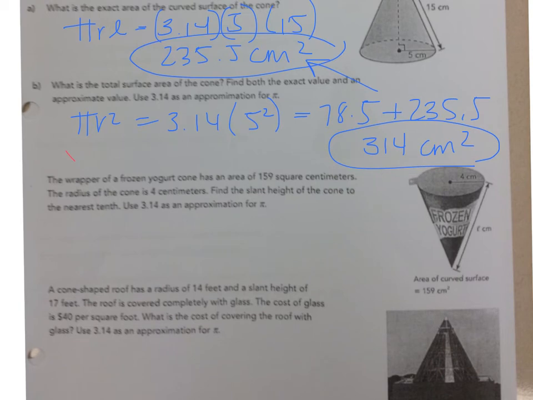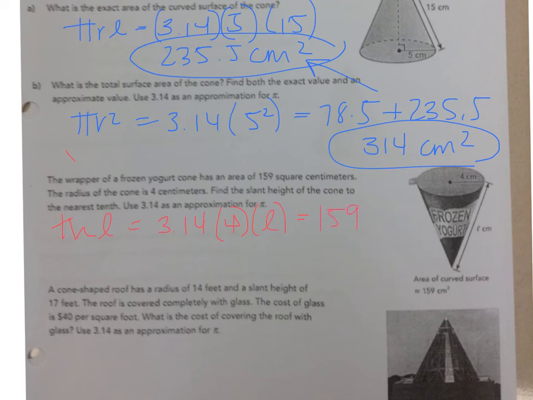The wrapper of a frozen yogurt cone has an area of 159 square centimeters. The radius of the cone is 4 centimeters. Find the slant height, okay? So we're going to have to work backwards. And now we're not covering the circle. If we just need the slant height, we only have to use the pi r l part of the formula. So pi r l. So pi is 3.14. Our radius is 4. We don't know the slant height, but we know that we have 159.